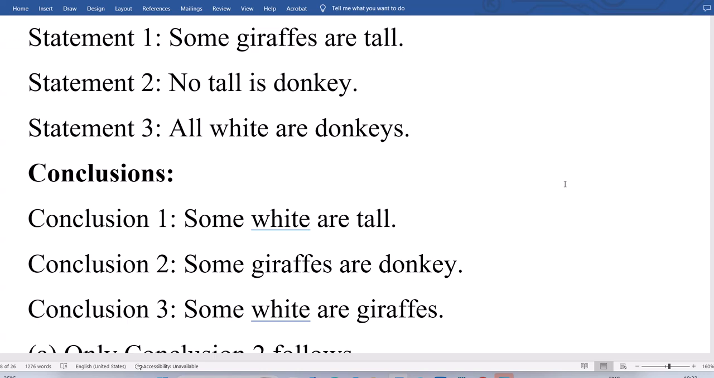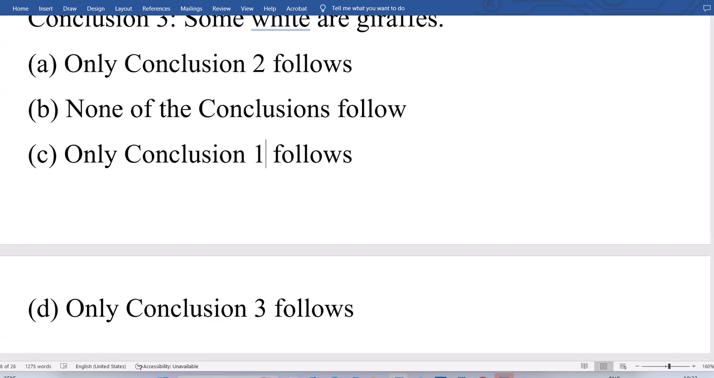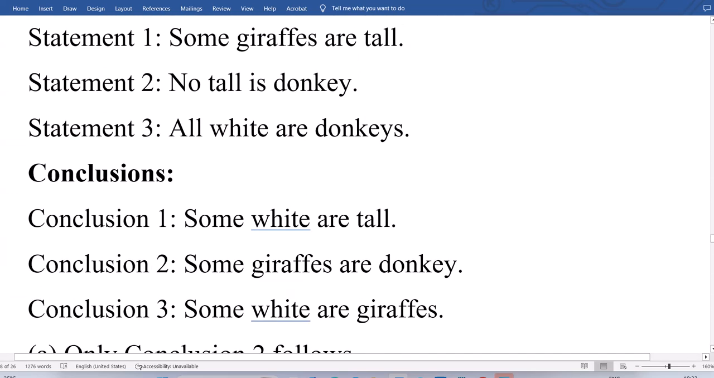Some giraffes are tall, no tall is donkey, all white are donkeys. Some white are. That's all the statements. Sorry, now the conclusions. For your better idea, I'll show the conclusion options as well. Only two follows, none follows, only one, only three. Guys, these are the options: only one, only two, only three, none.